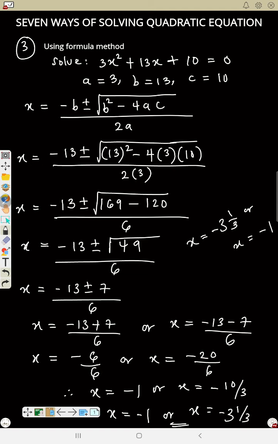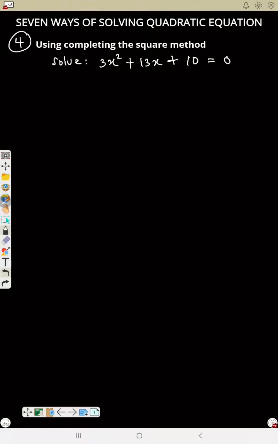So let's see another method. Number 4, using completing the square method. Now to use completing the square method, we have 3s squared plus 13s plus 10 equals 0. So take the constant to the other side. So we have 3s squared plus 13s equals minus 10. Now divide everything by the coefficient of s squared. Divide through by 3.